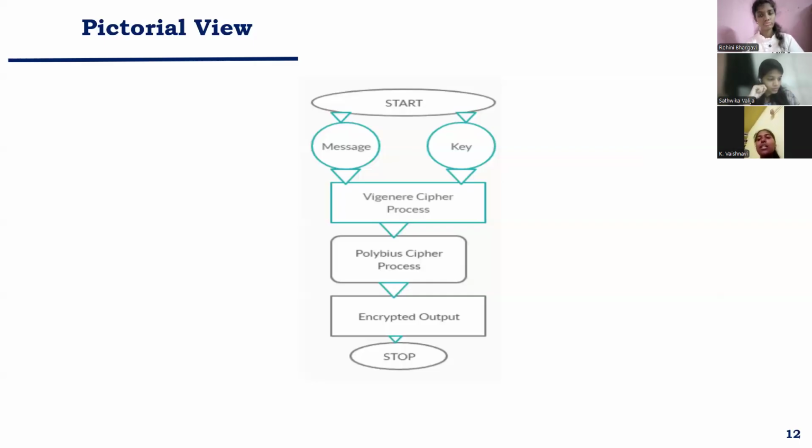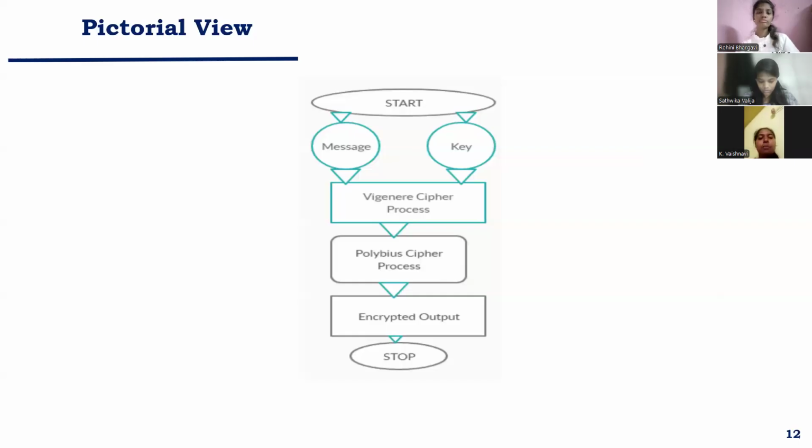Based on these two, we presented the proposed system, a combination of Vigenere and Polybius ciphers in a hybrid model. First, the data is encrypted with the Vigenere cipher, and then the resulting ciphertext undergoes further encryption with the Polybius cipher. This layered approach enhances security against brute force and pattern-based attacks.